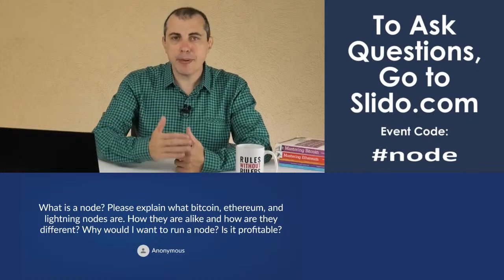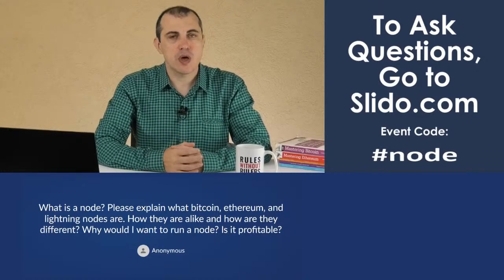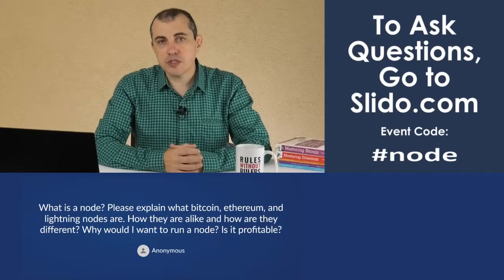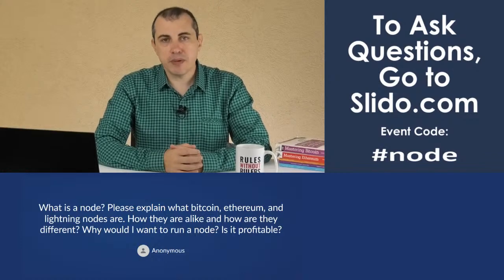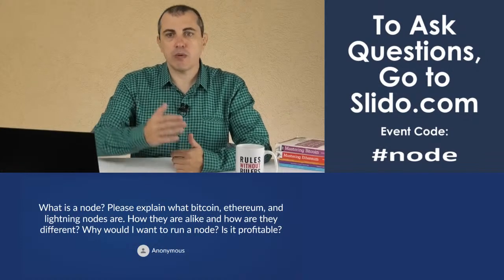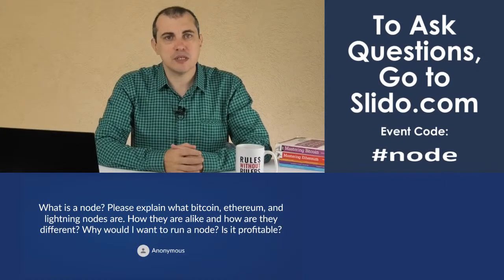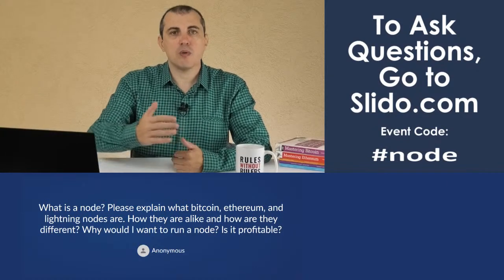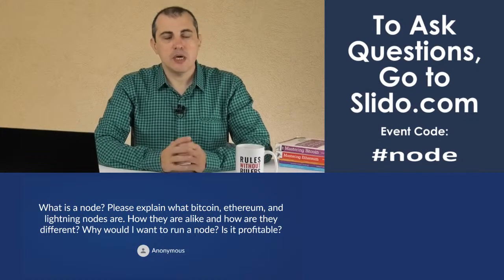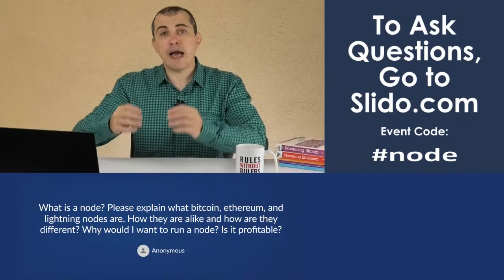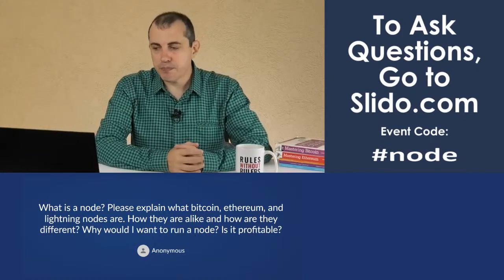So when we say a Bitcoin node, what we mean is a computer that is participating in the Bitcoin peer-to-peer network. When we say an Ethereum node, we mean a computer that is participating in the Ethereum peer-to-peer network. When we mean a Lightning node, we mean a computer that is participating in the Lightning peer-to-peer network.